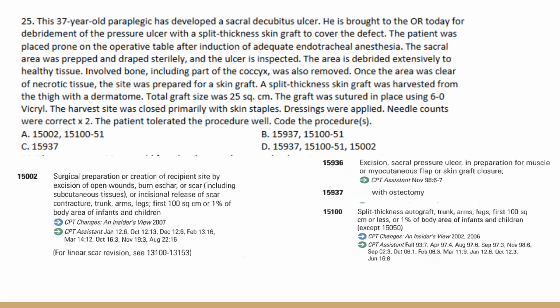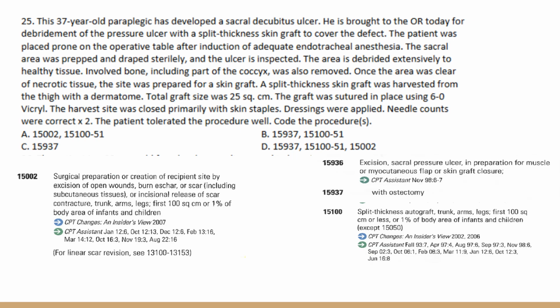He is brought to the OR today for the debridement of the pressure ulcer with a split thickness graft to cover the defect. The patient was placed prone on the operative table. After induction of adequate endotracheal anesthesia, the sacral area was prepped, draped in a sterile fashion, and the ulcer was inspected. The area is debrided extensively to the healthy tissue. Involved bone, including part of the coccyx, was also removed. Once the area was clear of necrotic tissue, the site was prepped for the skin graft.